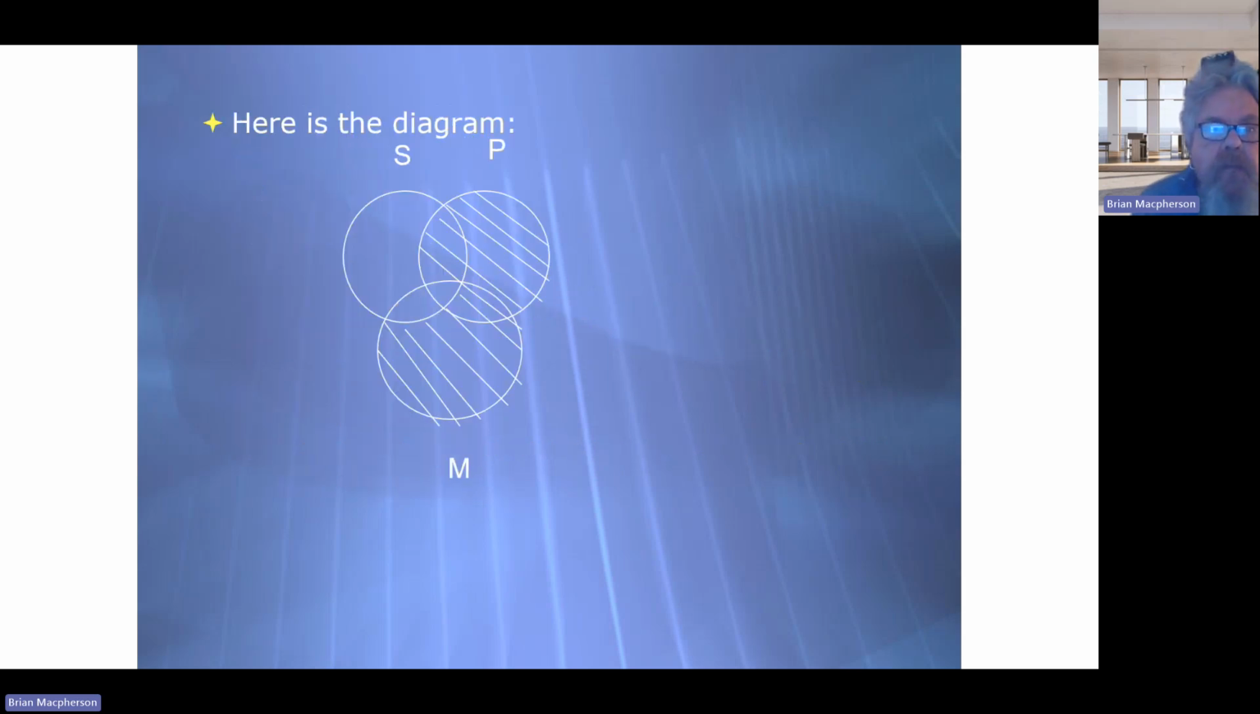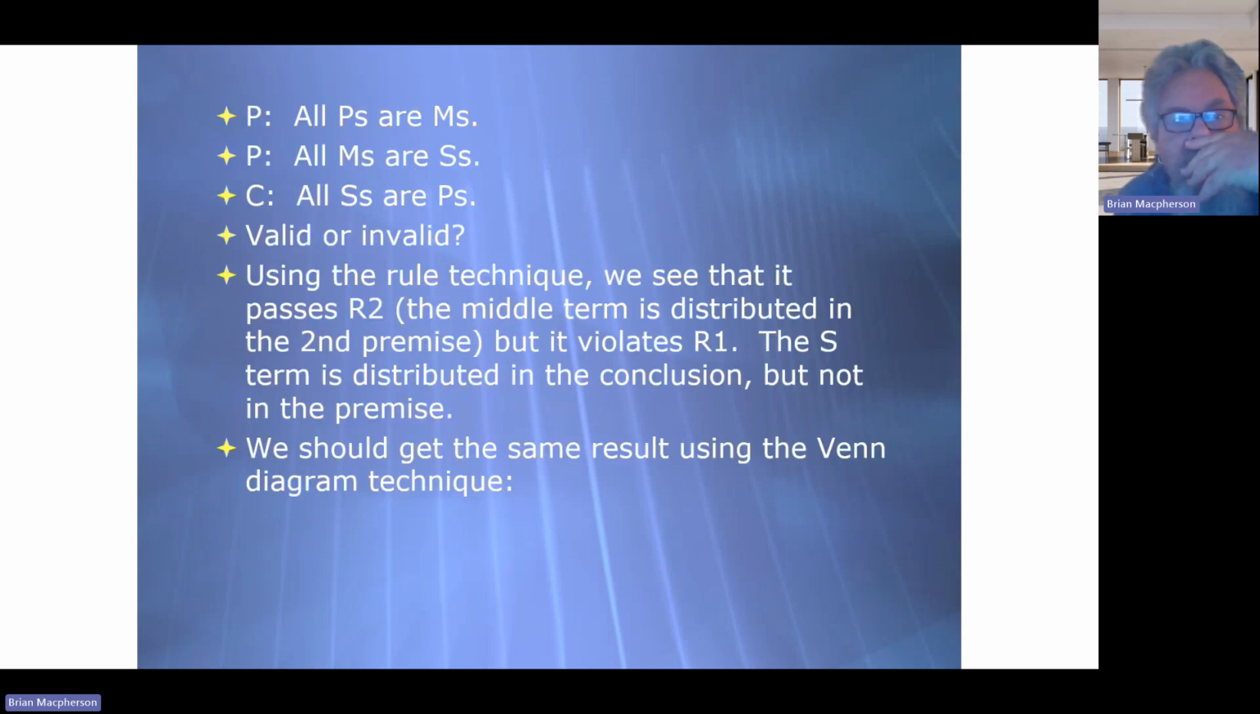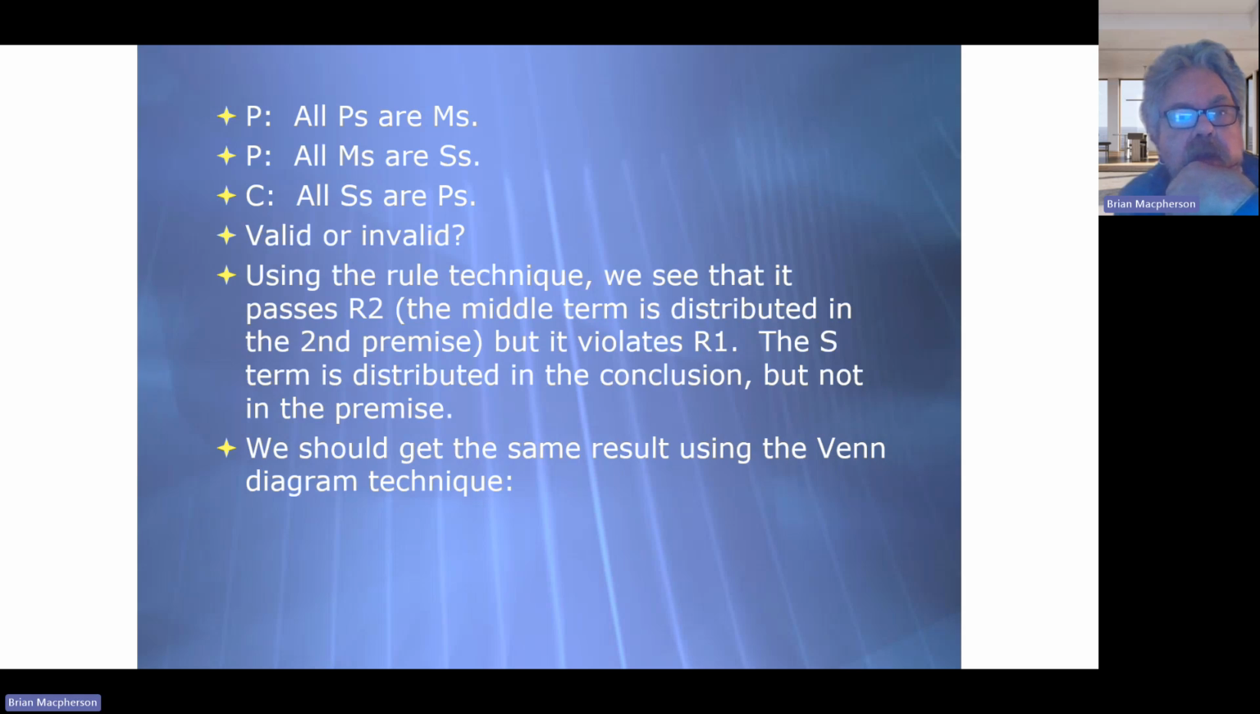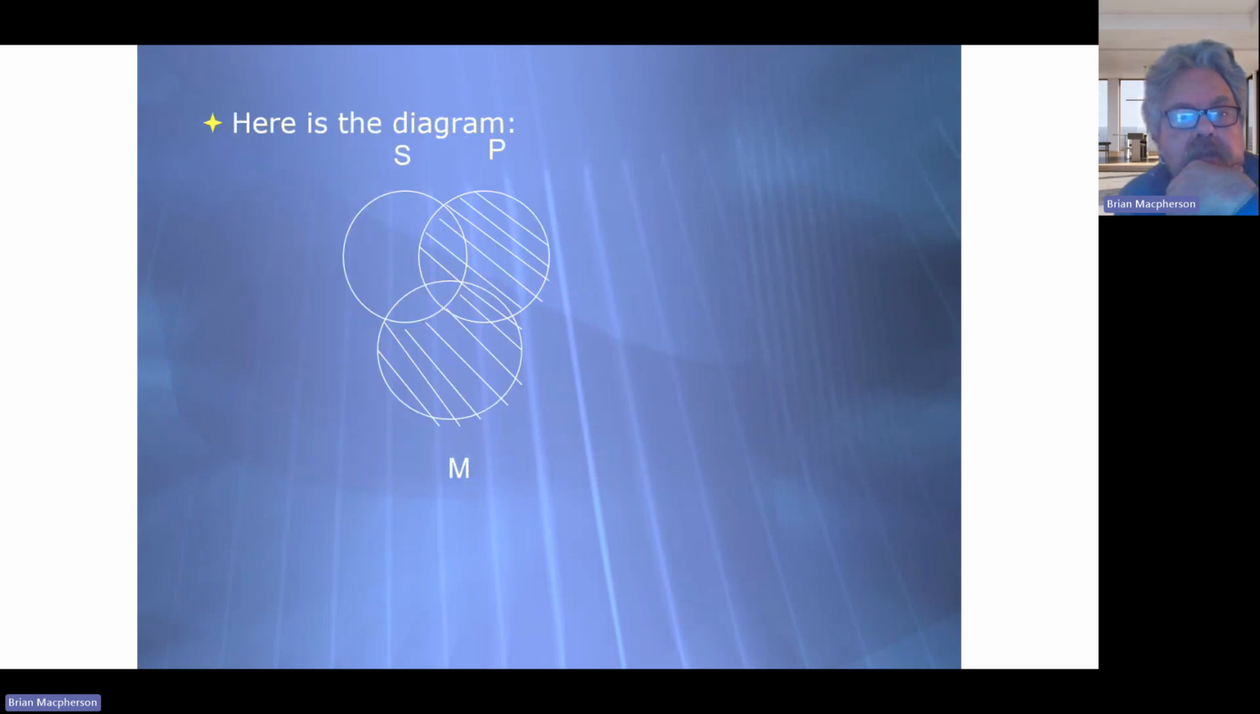Now, if we do the Venn diagram, this is what we get. Again, all P's are M's, so I shade in everything in P that doesn't intersect with M. And the other premise is all M's are S's, so I shade everything in M that doesn't intersect with S. So that just leaves this little area here, and this little area, and then this area here. Now the conclusion is all S's are P's. This diagram doesn't say that.